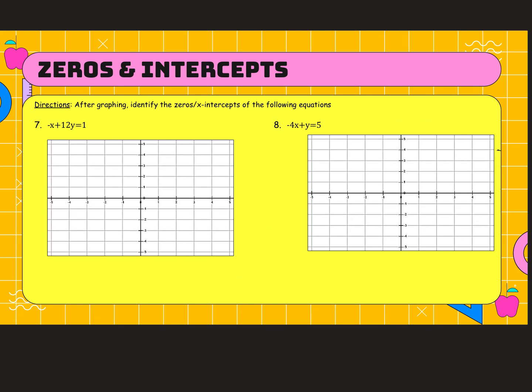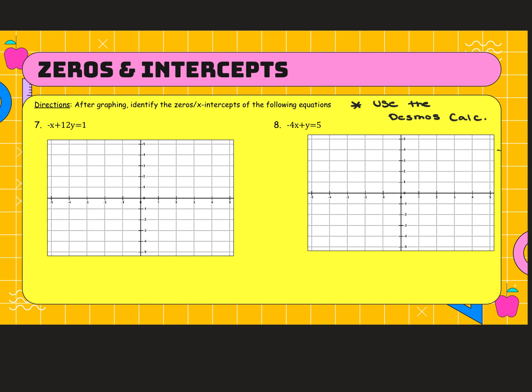All right, so now I want you to pause the video and I want you to identify the zeros and the intercepts of this function. But instead of graphing them on your paper, I want you to use the Desmos calculator. All right, so use your Desmos graphing calculator and I want you to tell me what the zeros and or x-intercepts of these two equations are.